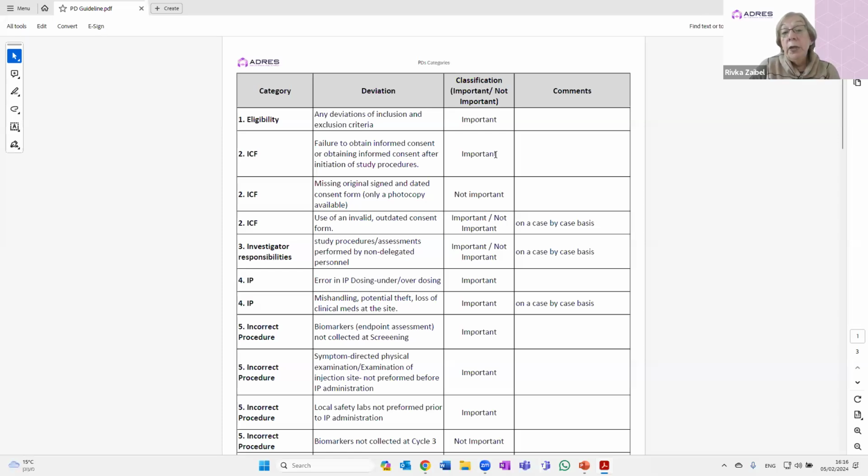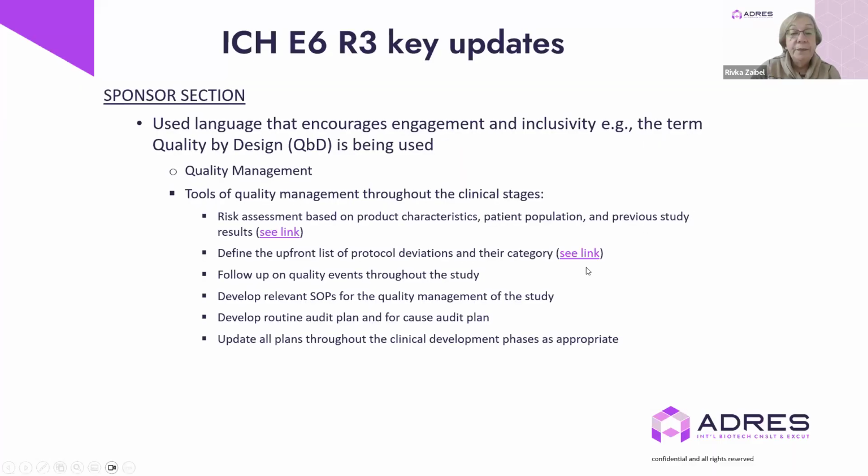And usually, in the comments, what you discuss is the impact of that on the inclusion of that participant in the per protocol or intent to treat population, which is a statistical assessment as well. So this table is a tool also for the statisticians. And we can continue with the presentation.